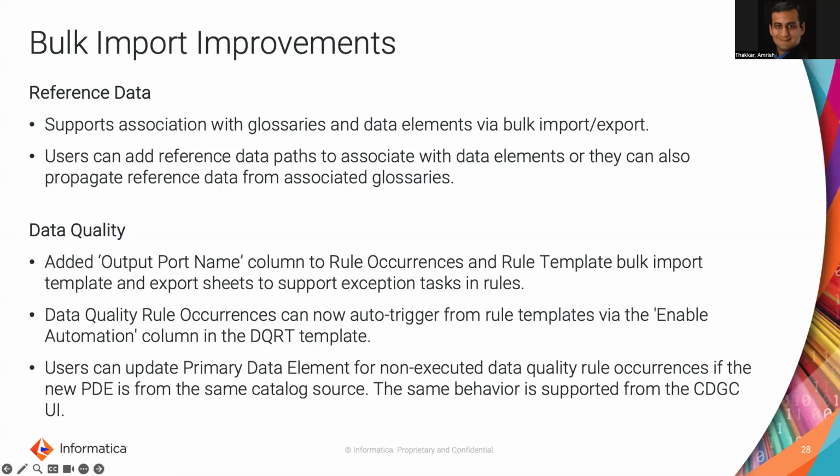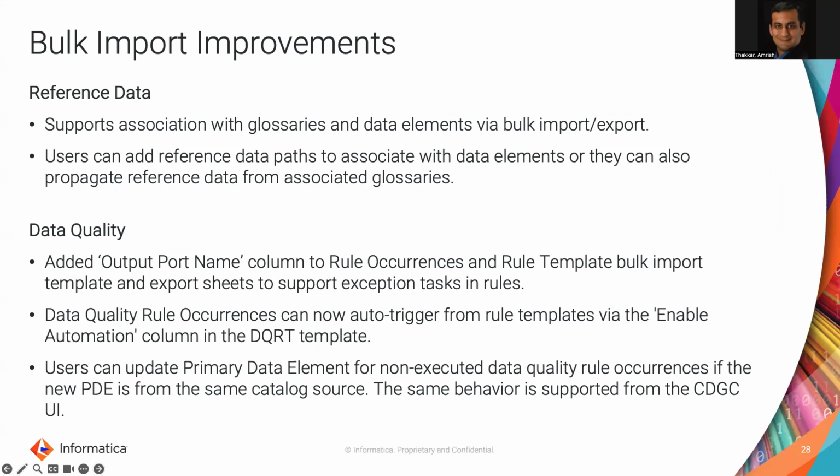A few improvements on the bulk import side. So from a reference data perspective, you will be able to upload the associations between glossary data element and the reference data through bulk import. It's an extension of the Ref 360 integration functionality. Similarly, on the data quality side of things, you will be able to provide an output port name if you are using a rule spec with multiple outputs as part of the bulk import. Similarly, now we also have an option for automation enabling through the bulk import. So if you are creating rule templates, you can enable automation through the bulk import itself for selected rule templates as desired.